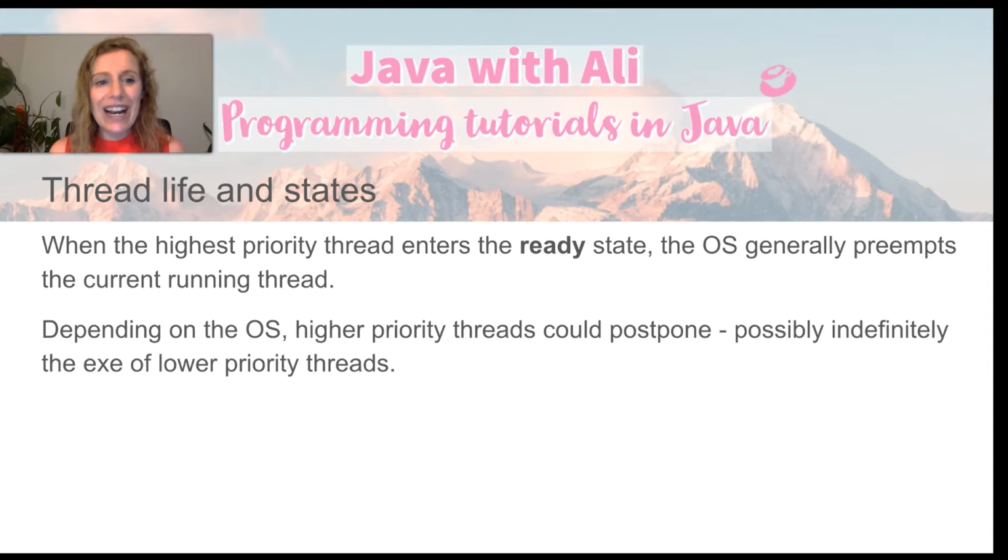Then we have thread priorities and scheduling. When the highest priority thread enters the ready state, so, okay, I'm ready, the operating system generally preempts the current running thread. Depending on the operating system, and this is why hardware is important when it comes to running different threads, higher priority threads could postpone or potentially indefinitely push off a lower priority task, saying, I don't want to go near you.